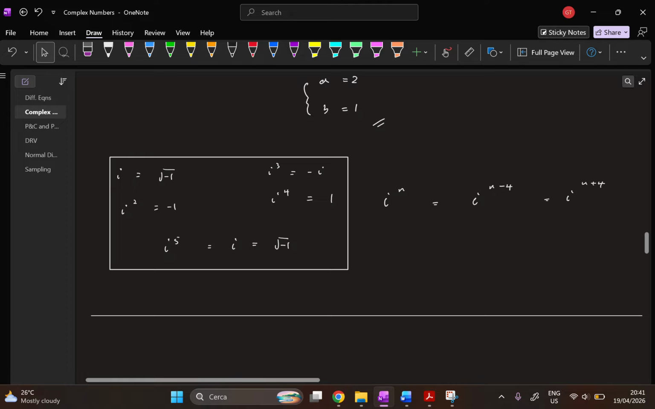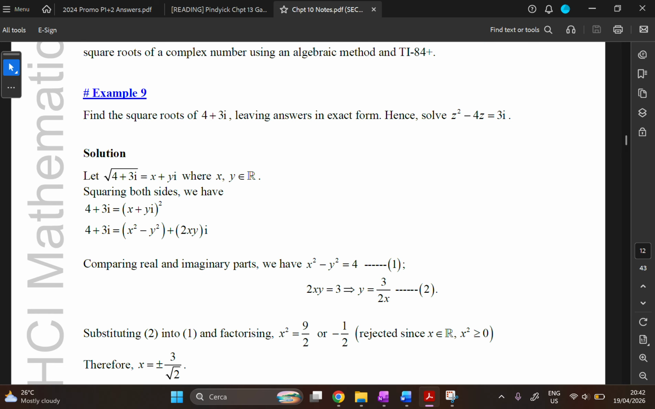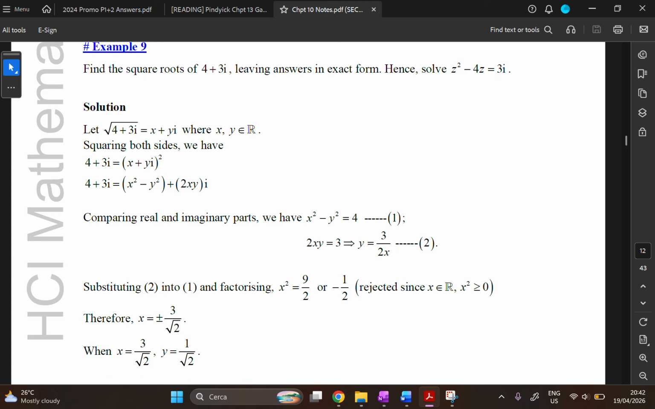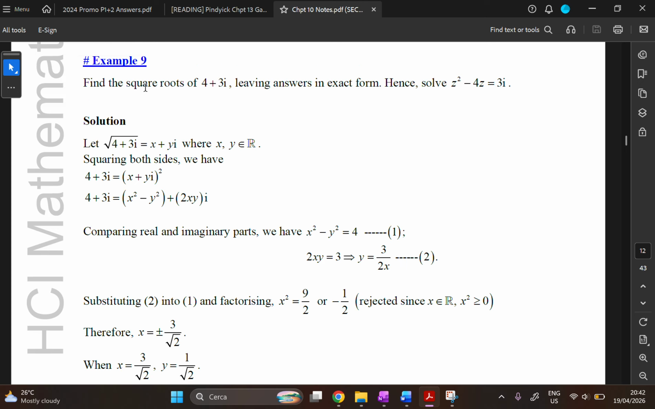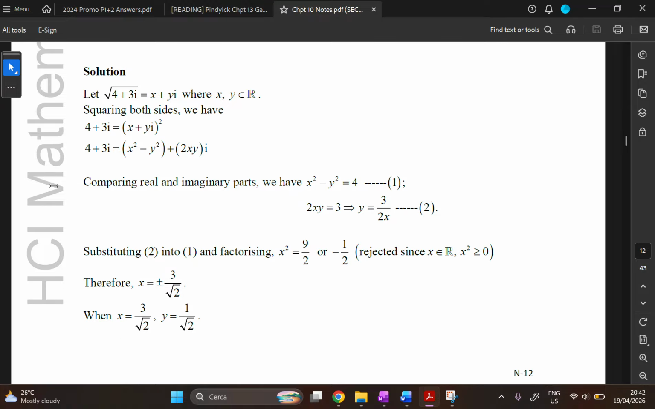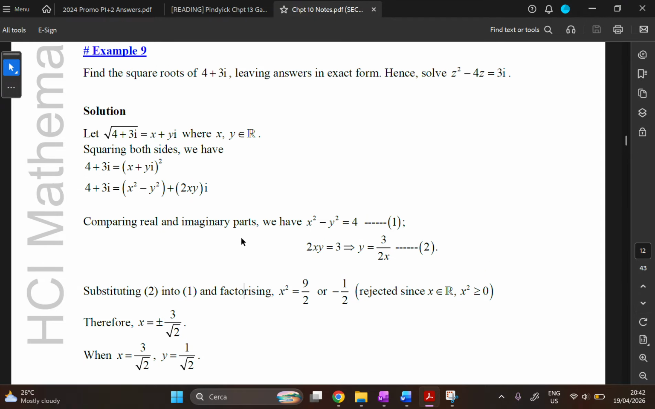Okay, before I move on, this video is actually supposed to cover the major part of this topic, which is on solving polynomial equations. But you will see in your notes there's actually a couple of examples before that, examples 9 and 10. I have chosen not to go through these in detail because they are quite self-explanatory. I've already shown you how to compare real and imaginary parts in example 8. So please look through example 9. I don't recall if there's a question in tutorial 10 that asks you to find the square roots, but please look at example 9 to see how you should find the square roots.